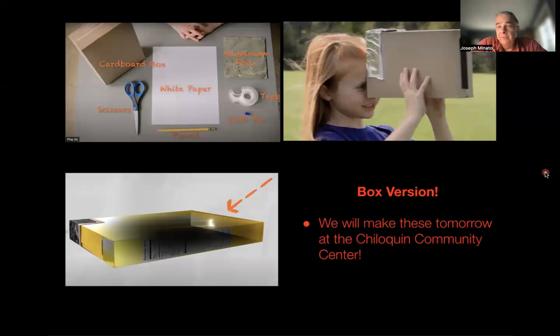Well, you can also make a much more advanced pinhole viewer, and I have a few of these around the classroom. And if you come to our activities tomorrow, you can make your own. You need some basic supplies, just some sort of cereal box, some aluminum foil, white paper, scissors, tape, push pin, and pencil. I'm not going to explain how to do it right now, but we'll help you do that tomorrow at the Chiloquin Community Center. And you make one of these. It's the same idea, the same basic scientific principles, but the image is inside a box, so it's much darker and thus appears much brighter.